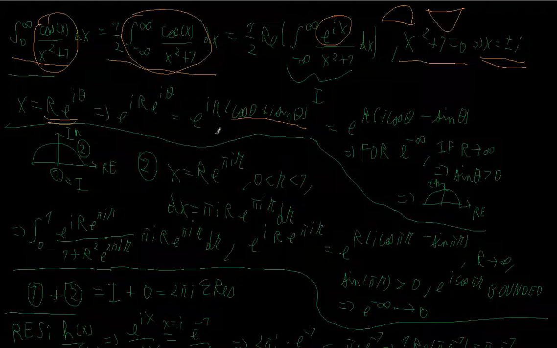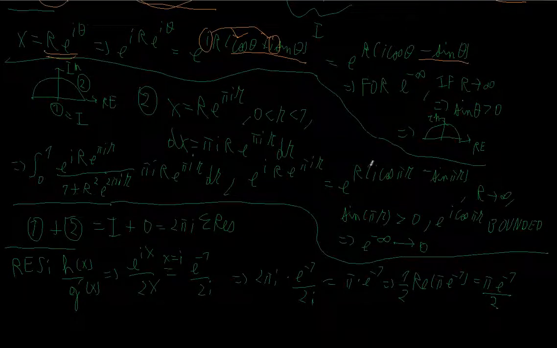Now I will have e to the ir times cosine theta plus i sine theta. Now I will move the i inside, so I will get e to the r times i cosine theta minus sine theta, okay? Because we have this i here and this i here, so it's i squared, so negative 1.